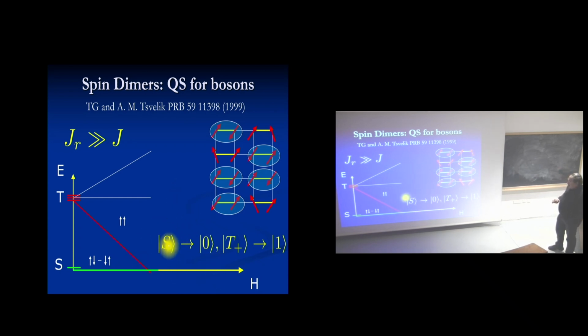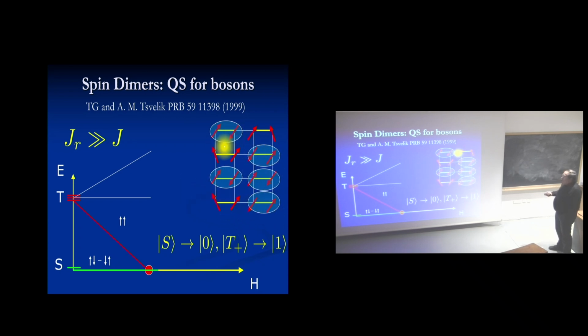I can say the singlet is 0 boson, the triplet plus is 1 boson, so I can view this system as either putting a boson here on the rung or not putting a boson on the rung. So 0 boson here, 1 boson here, 0 here, 0 here, 1 here, and so on. And now, if I put the white exchange, it's easy to see that the only thing it can do is to make this triplet hop to the next rung. So essentially, what will happen because of the white bonds, so another smaller exchange, is that the triplet will hop.